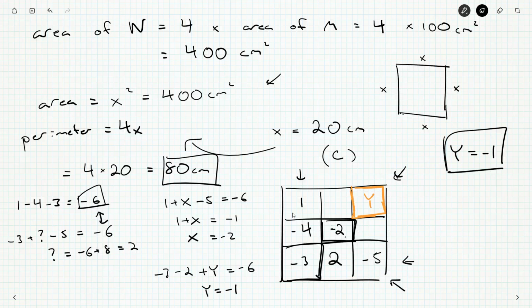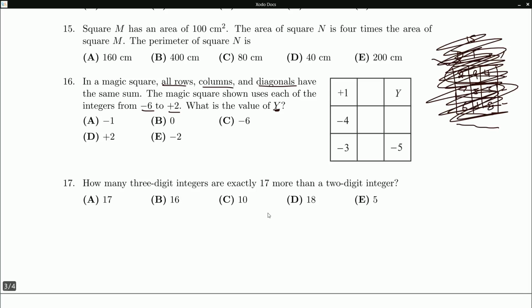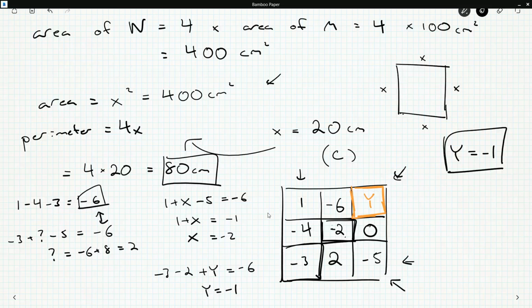Okay. So if that's negative 1, I'm just going to really quickly fill the rest of this in. We're going to have 0 here, and we're going to have negative 6 up here. That fills everything in, and we do have negative 6 through 2. But y is negative 1, and that's what we were asked for. So negative 1, that's going to be an answer of A.